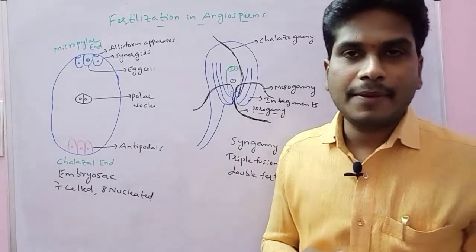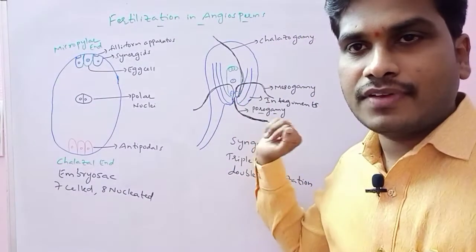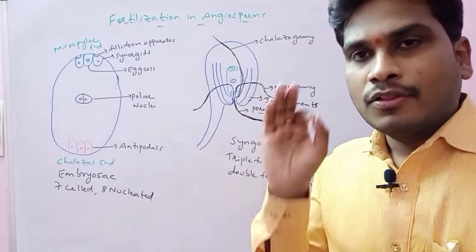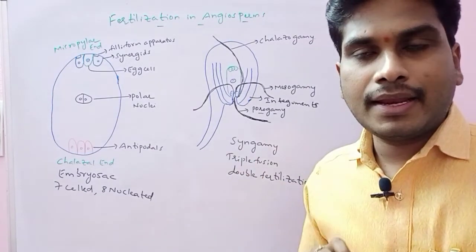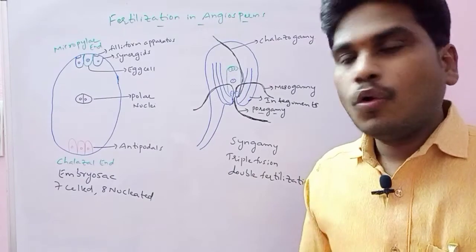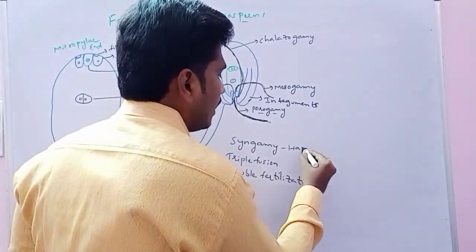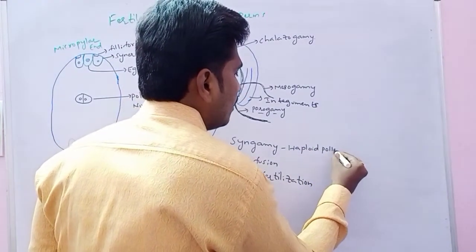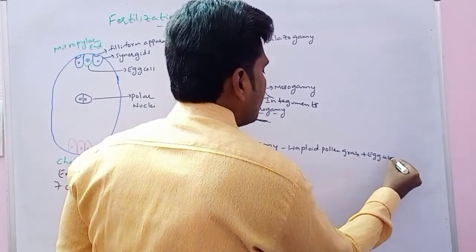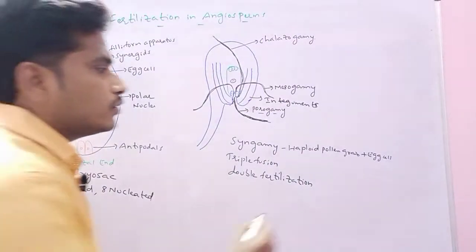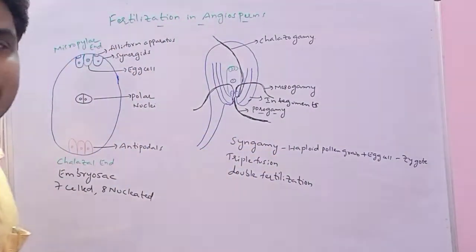First of all, what is syngamy? As we know, the pollen tube enters by the 3 ways: chalazogamy, porogamy, and mesogamy. The pollen tube contains 2 male gametes, and both are haploid. One haploid male gamete fuses with the egg cell and forms a zygote.